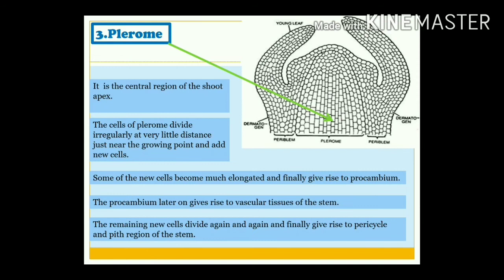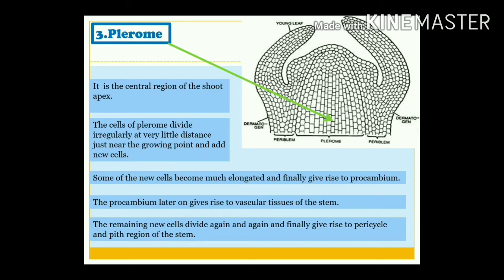Now, let us see the third layer, plerome. It is the innermost and is the central region of the stem apex. A little distance behind the apex, certain groups of cells become elongated and form procambium. They give rise to vascular bundles, but in some parts it remains undifferentiated in the bundle and forms the cambium. Plerome is differentiated into pericycle, medullary rays, pith, and vascular bundles, and forms the massive central cylinder or stele of the stem.